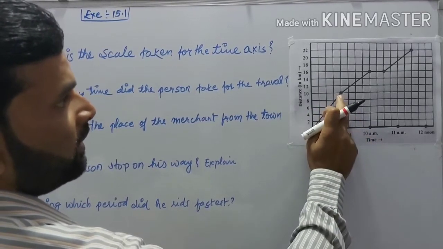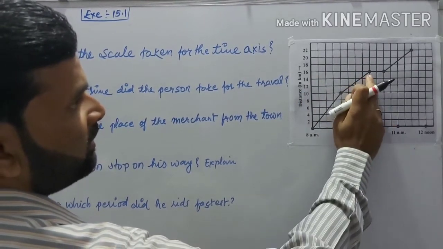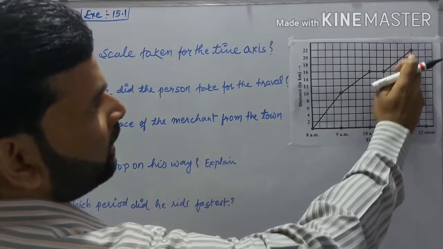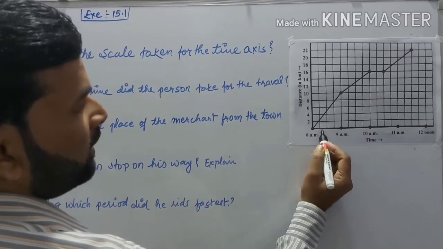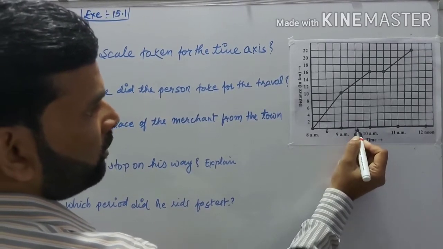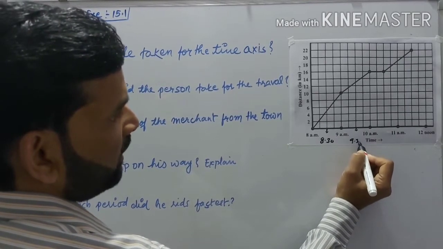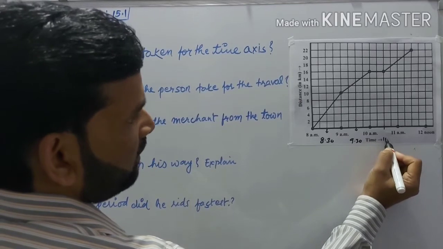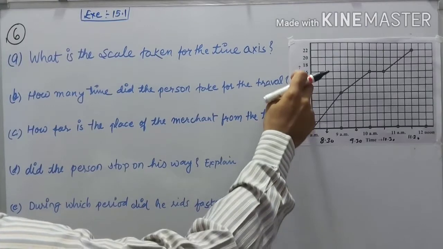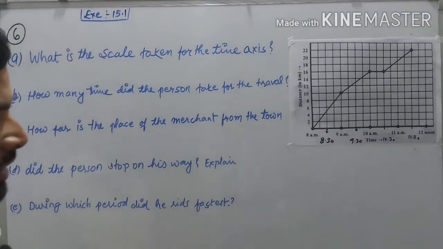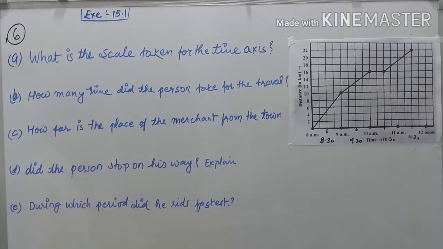From 9 to 10 he covers 16 kilometers, shown by the straight line, and from 10 to 11 there is no change. There are 4 blocks used. The midpoint after 2 blocks is 8:30, here is 9:30, here is 10:30, and the mid of 11 is 11:30. Here 1 block is 2 units. So now, according to this graph, solve the following questions.